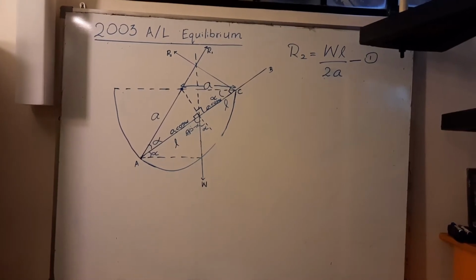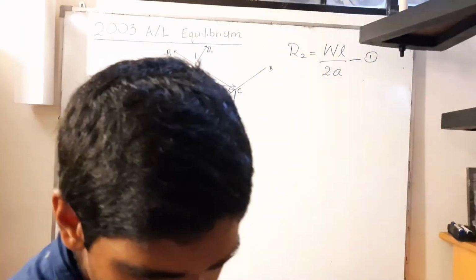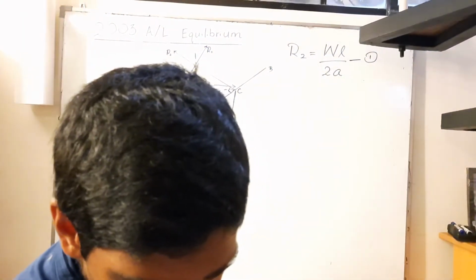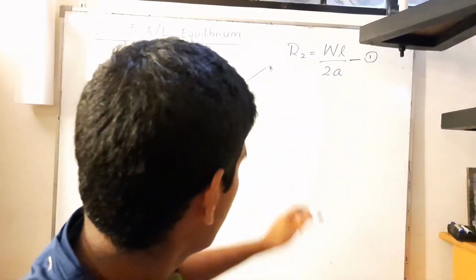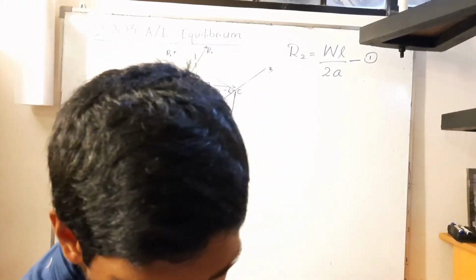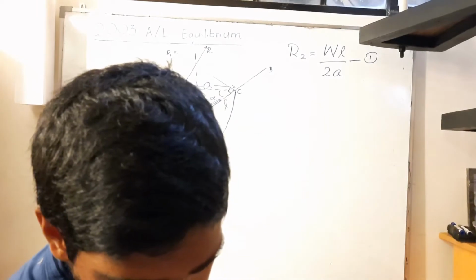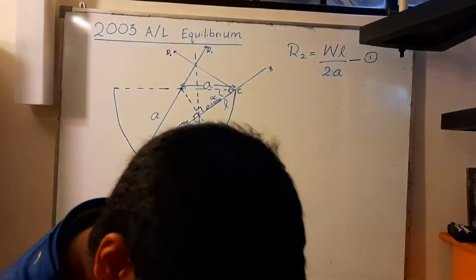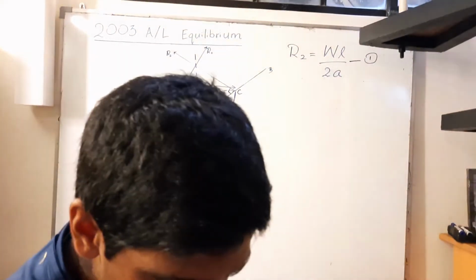Alright guys, so now we can move on to the second part of the question. So they say, obtain another relation between R2 and W, and then they say hence show that the length CB is 1 over 4 in bracket 7L minus root L squared plus 32A squared.